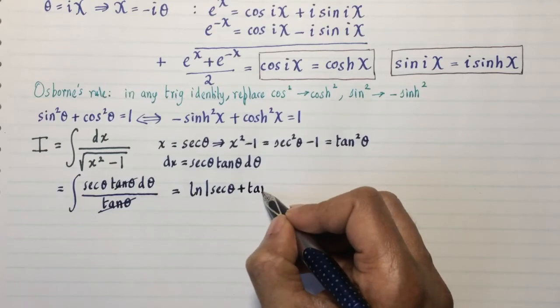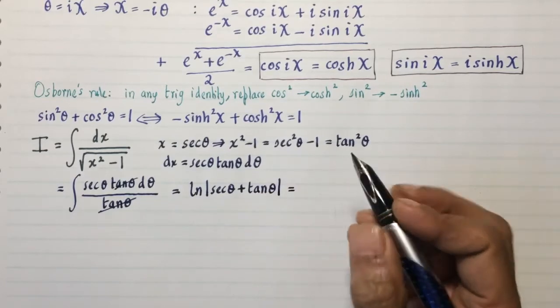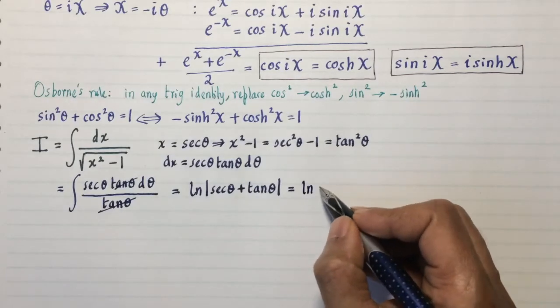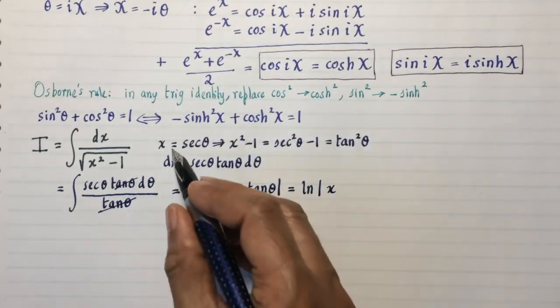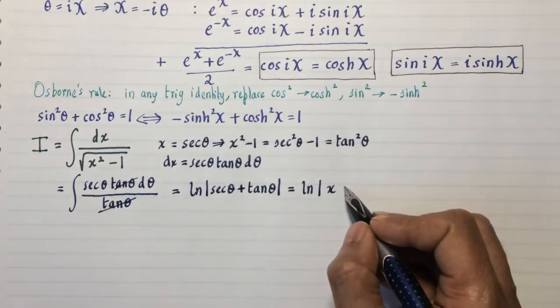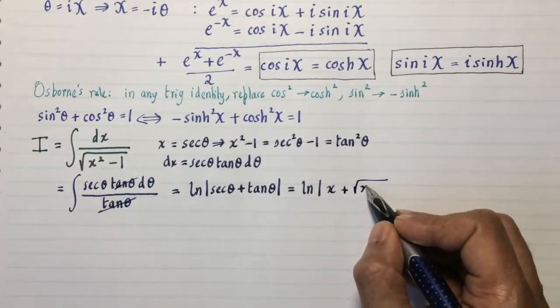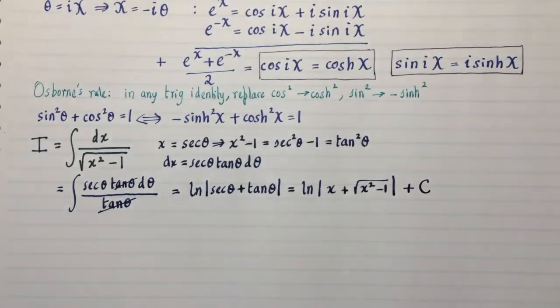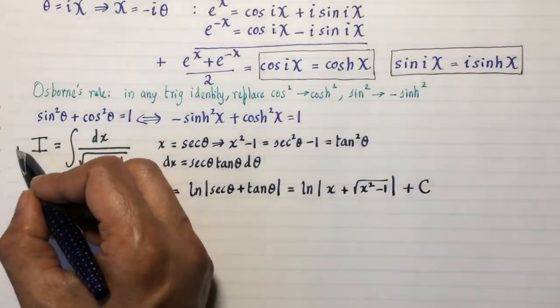And the last step is to reinstate the variable x. So that gives me the natural log of x, because sec theta is x, and tan theta is just the square root of x squared minus 1, plus C, of course. That is one way to do this integral.